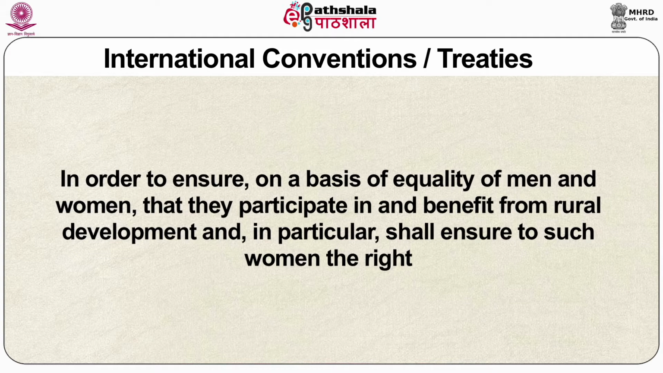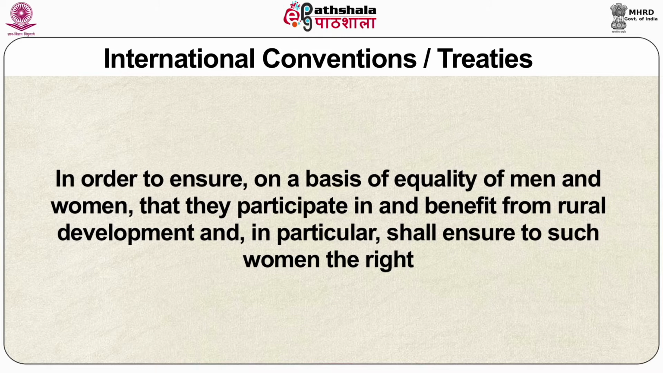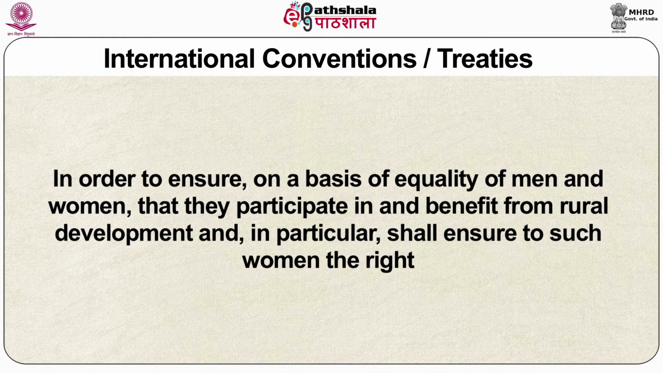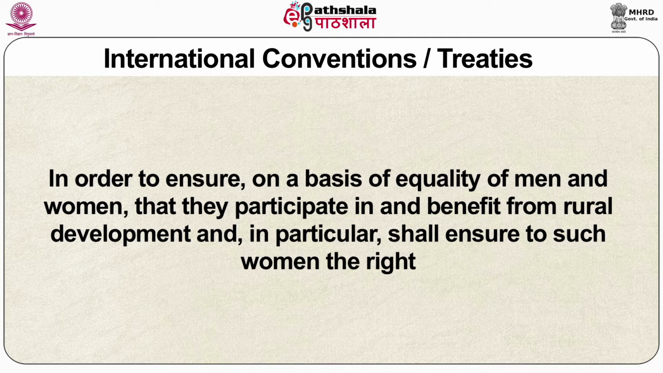Article 14 of CEDAW says, state parties shall take all appropriate measures to eliminate discrimination against women in rural areas in order to ensure on a basis of equality of men and women that they participate in and benefit from rural development, and in particular shall ensure to such women the right to enjoy adequate living conditions, particularly in relation to housing, sanitation, electricity and water supply, transport and communications.